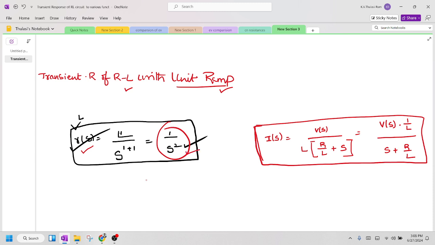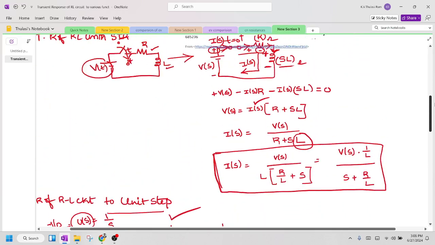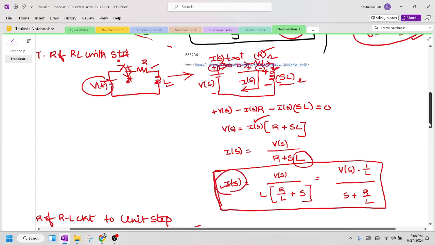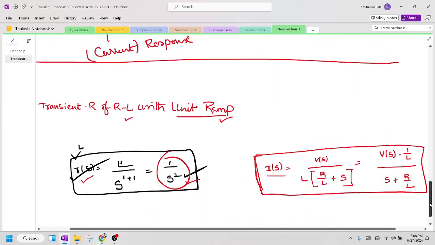and the standard current equation. So already we discussed the current equation. By performing this, you can refer to the previous video. By performing KVL, we find the current I(s) = V(s) into (1/L) divided by (s + R/L). So this is the equation we have.